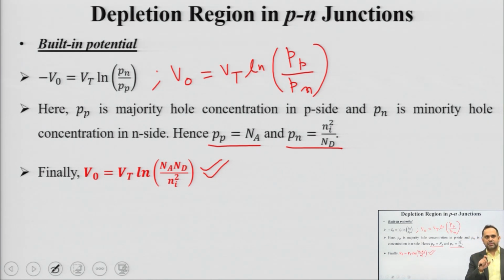This is the potential barrier which electrons experience while transiting from N to P. So, you need to apply this much of a potential when you are biasing the diode, so that you get excessive current from a diode. So, this is the expression for built-in potential.